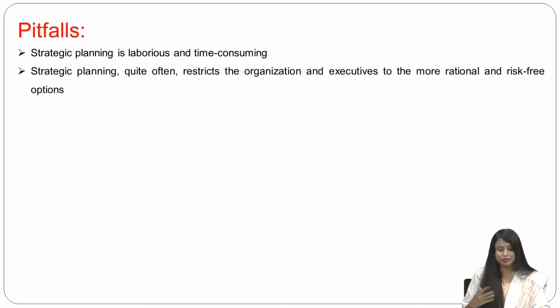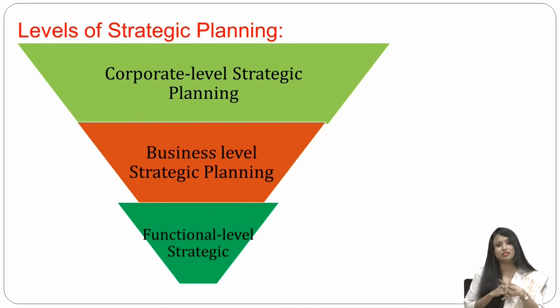Now, moving forward to the next, we need to know the levels of strategic planning. There are three levels in strategic planning. It must start with corporate level strategic planning, followed by business level strategic planning, then functional level strategic planning, right? So strategic planning we have come to know. Now the levels also we need to know. Many organizations develop strategies at three different levels: corporate, business, and functional.